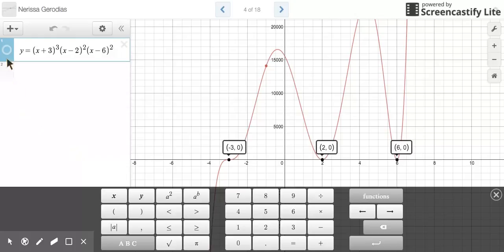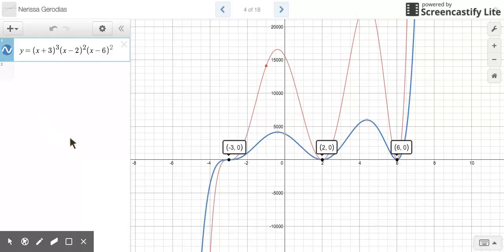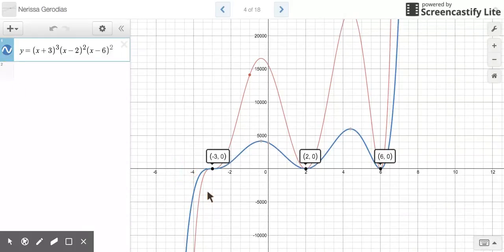Okay, so now let's take a look at our graph. The graphs have the same x-intercepts and the same end behavior. So they both go down on the left and they both go up on the right. The only problem is they don't fit in some places. We notice that the original graph, the red graph, is taller than the blue graph. That means that I need to stretch the blue in order to fit in the red.